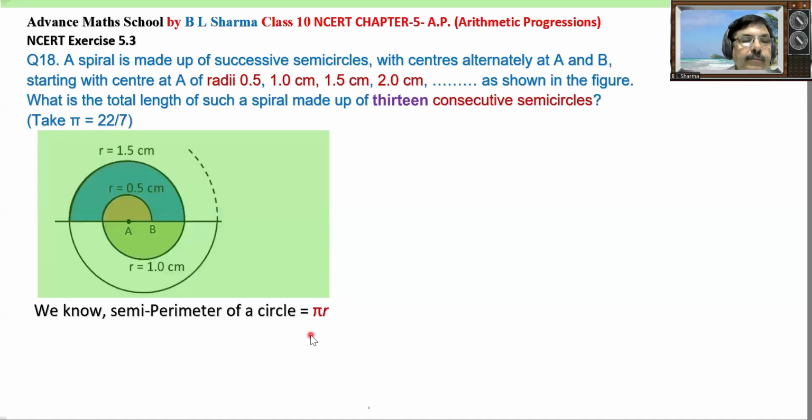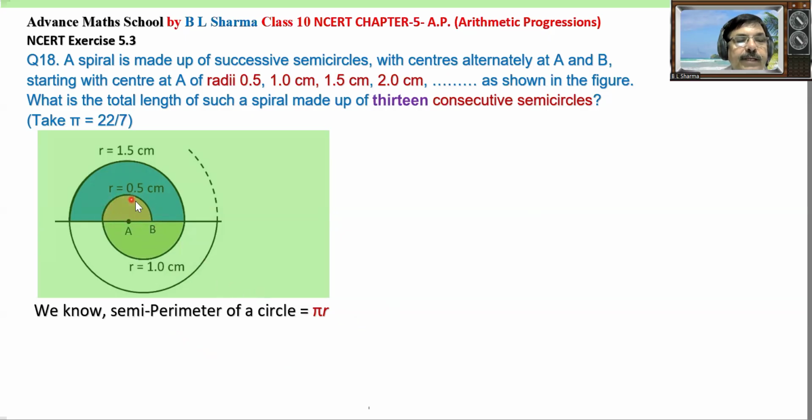देखिए, we know that circumference of a complete circle is 2 pi r, but this is a half circle, so the length from here to here means the semi perimeter of the semicircle. A semicircle is pi r. यहां से लेके ये पाई आर है.